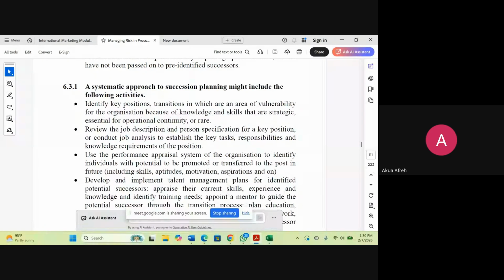Review job descriptions and person specification for a specific job. You have to use performance appraisal systems to identify the potentials of your employees. If they need to be promoted, you promote them. If they need to be transferred, you transfer them to a post where you think they can work best. Then in HR, we have something called talent management or talent development. You develop and implement talent management plans so you can identify potential successors.